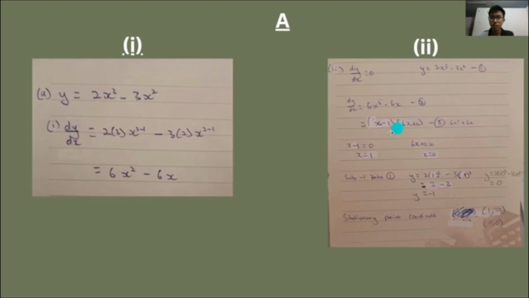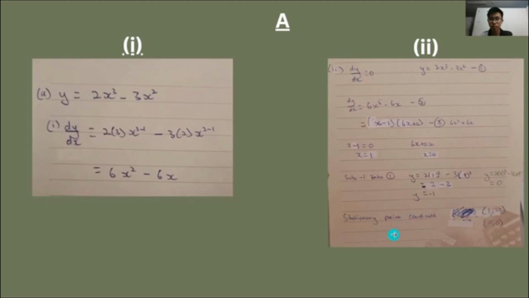And after we do this, we will get that x equals 1 and x equals 0. Therefore, substituting 1 into the equation, y equals 2 times 1 to the power of 3 minus 3 times 1 to the power of 2, and therefore we got the answer y equals negative 1. And the same goes for x equals 0: y is also equal to 0, as everything multiplied will become 0.